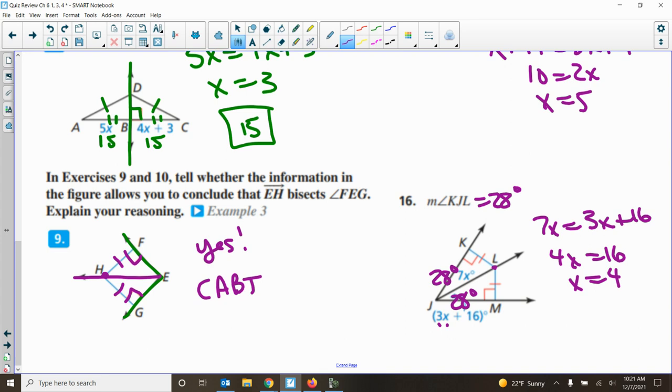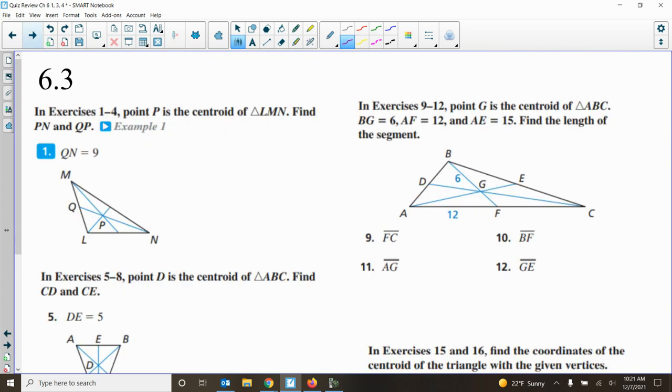That's the angle bisector theorem, converse of the angle bisector theorem, perpendicular bisector theorem, and the converse of the perpendicular bisector theorem. 6.3, now we're talking about centroids. Okay, remember, in question number 1, it says that point P is the centroid. That means that all of these blue segments are what we call medians. They go from vertex to the midpoint of the opposite side.